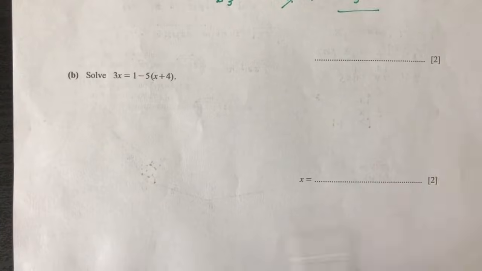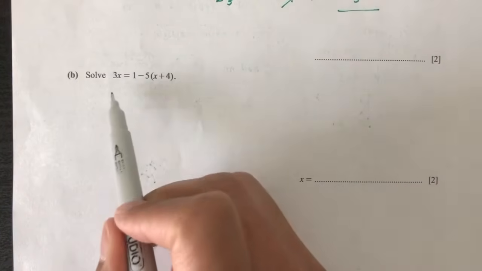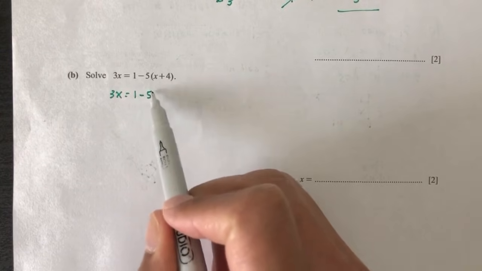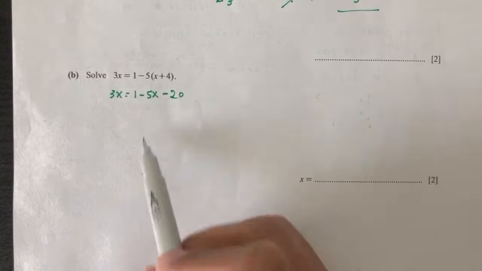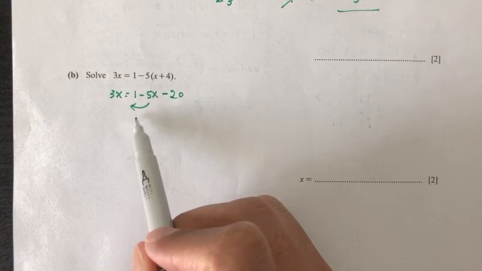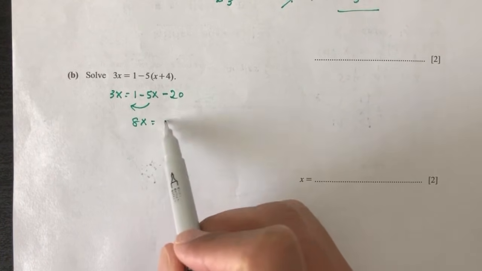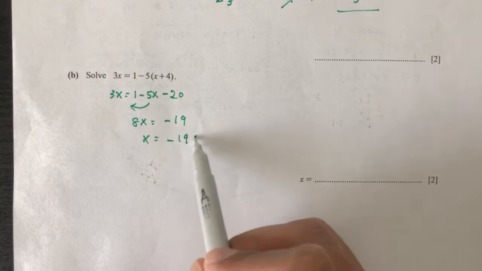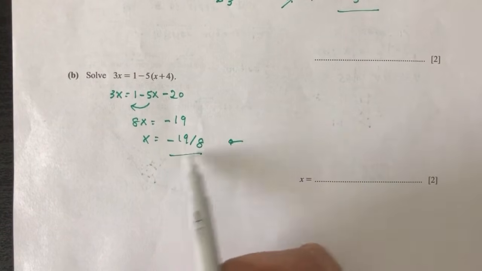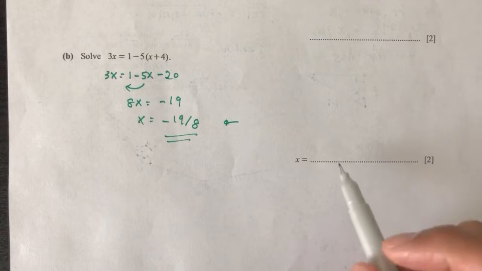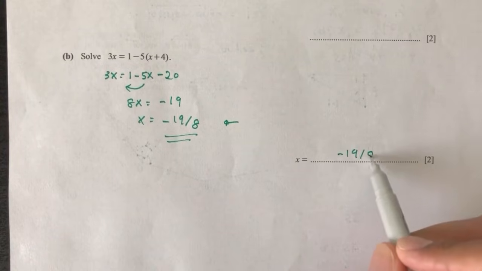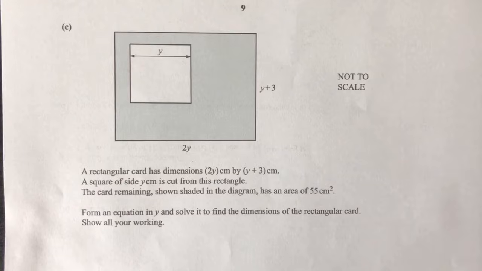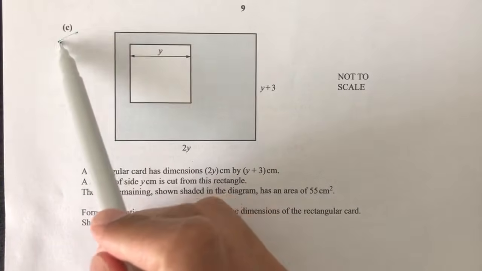Moving on to part B, solve this equation. So we will first need to expand. So 1 minus 5x minus 20. So we send x over here. We have 8x equal to minus 19, x equal to minus 19 divided by 8. And this will be your answer for this question, minus 19 divided by 8. And that's it for question number 5. Now moving on to 5 part C.